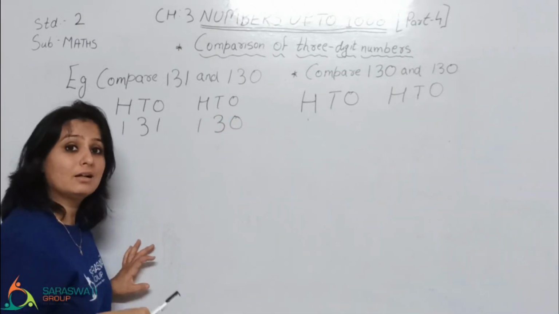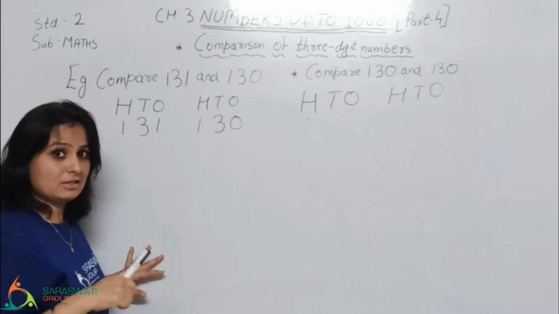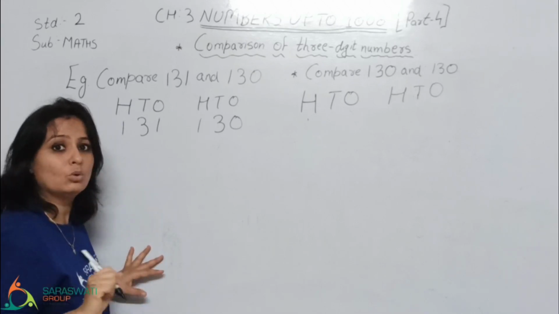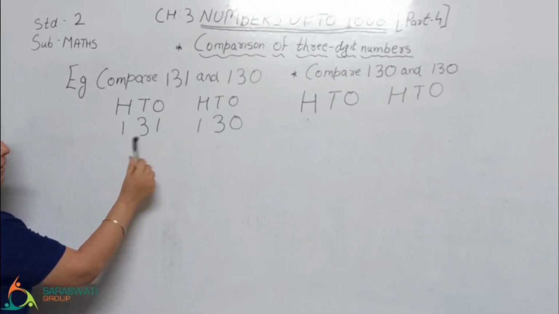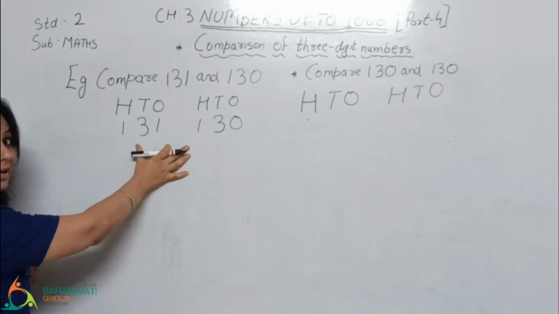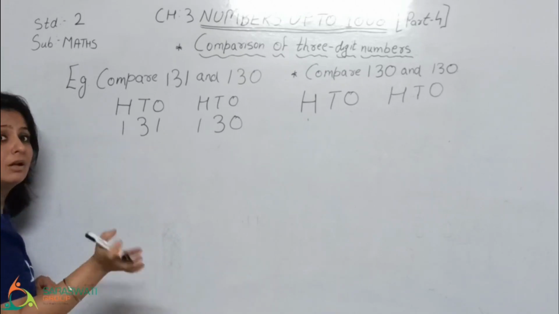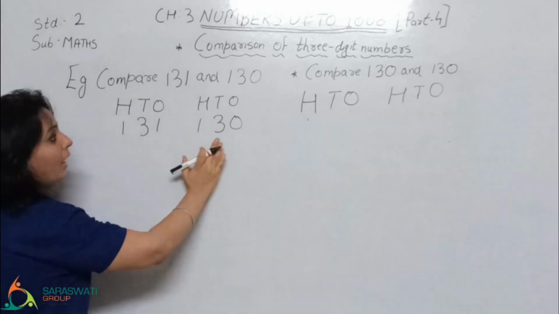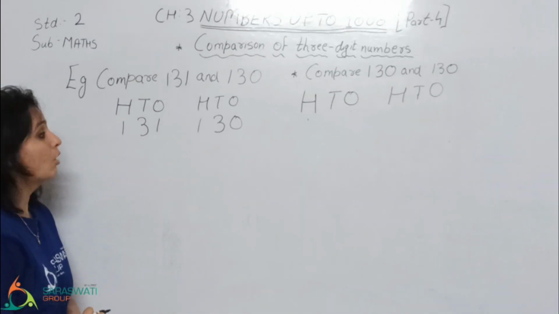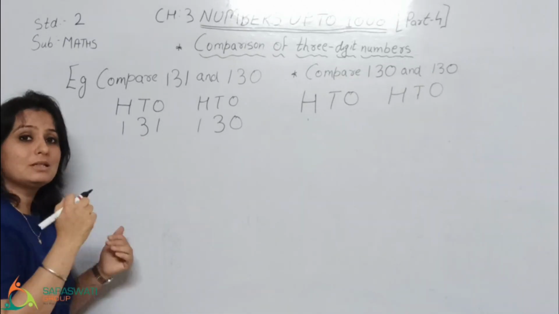कंपैरिजन कहाँ से स्टार्ट करेंगे? हंड्रेड्स की प्लेस से. फिर अगर 100 में नहीं हुआ तो टेंस की प्लेस से. सो यहाँ पे हंड्रेड्स की प्लेस पर दोनों पर 1 है, राइट? तो अब हम कहाँ शिफ्ट होंगे? टेंस की प्लेस पर. टेंस की प्लेस पर यहाँ भी 3 है, यहाँ भी 3 है. तो अब क्या करेंगे? दोनों में सेम डिजिट्स है.